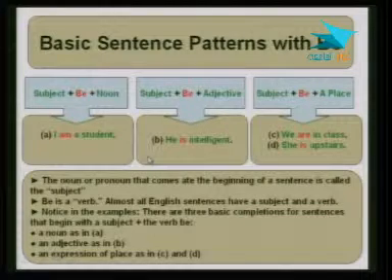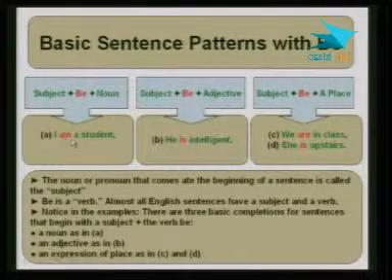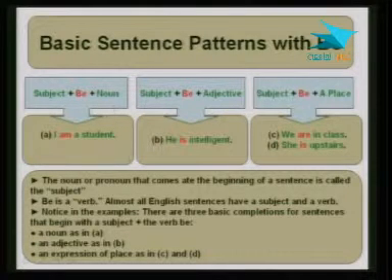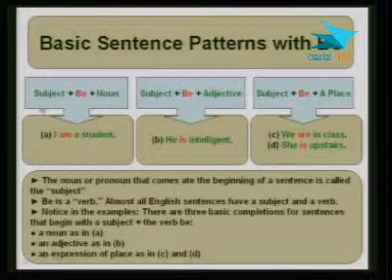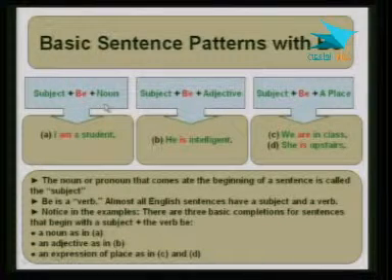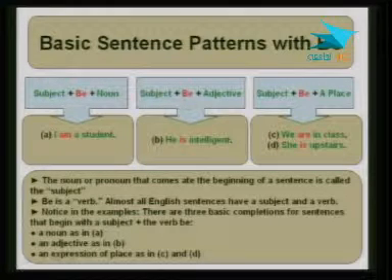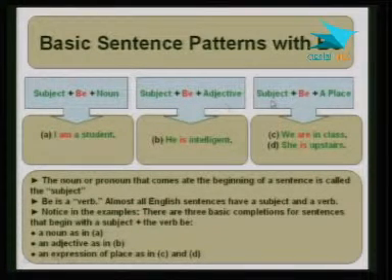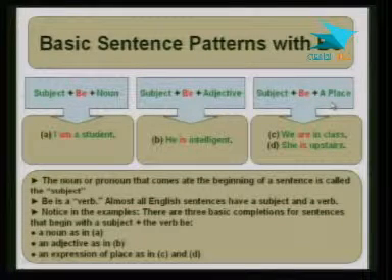The English sentence is, of course, composed of a subject, a verb, and a complement. If you look at the first pattern here, it is subject, verb be plus a noun. The second pattern here is subject, verb, and adjective. And the third, subject, verb, and a place.